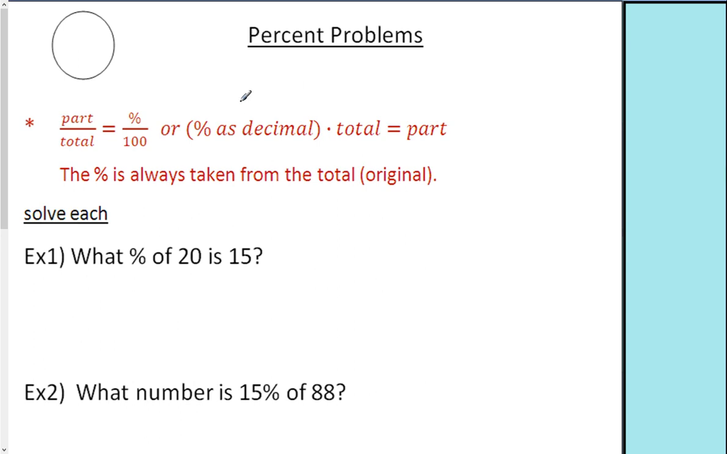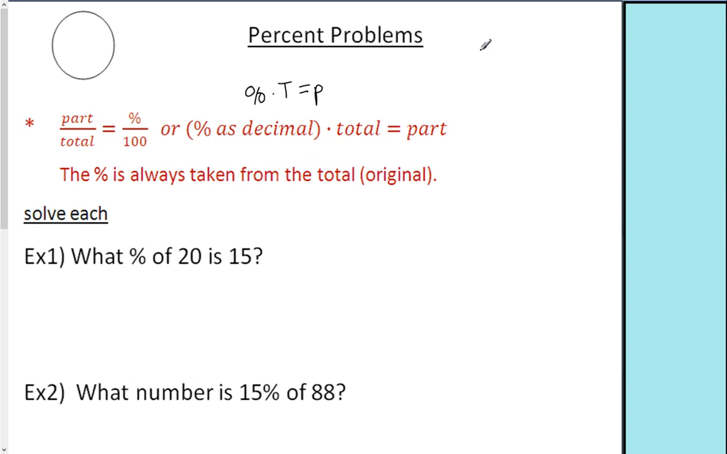And that's my personal favorite formula, and I'm going to write it here a little bit easier. The percent times the total equals the part. That is by far my favorite percent formula to use because it's so easy to do mentally.